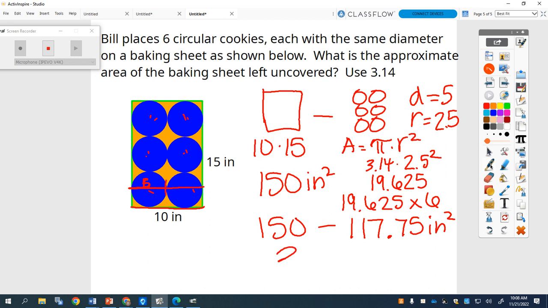There it is. 32.25 inches squared. Okay? All right? So look at the process that we took. We found the area of the baking sheet. Then we found the area of one of the circles and multiplied it by 6 because there are 6 cookies on that sheet. And then to find how much is left over, we subtract. Now, keep in mind, we also know that if we didn't want to find the radius this way, we could have done it this way. We know that's 15, so that's still 5 here for the diameter, which makes the radius 2.5, okay?